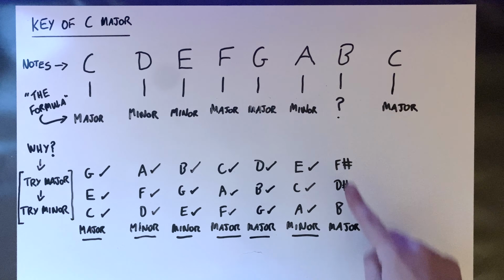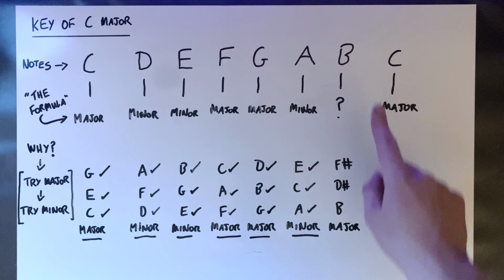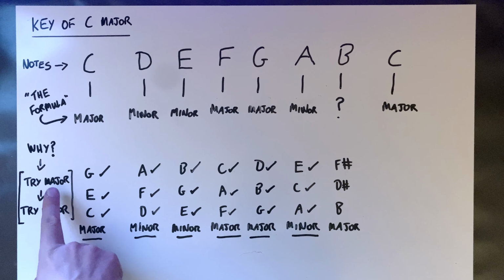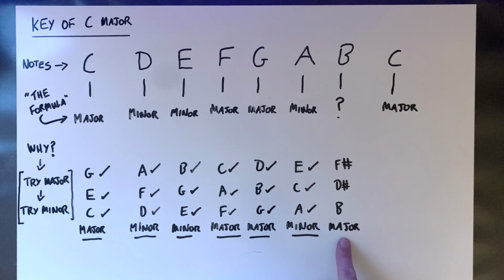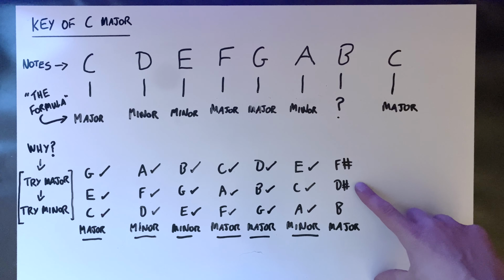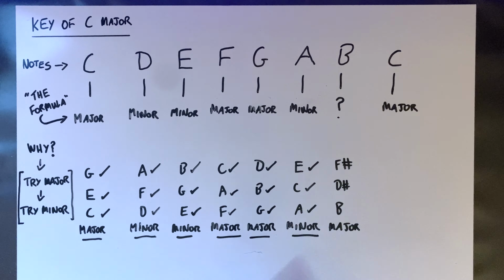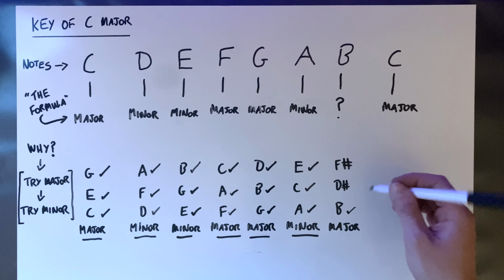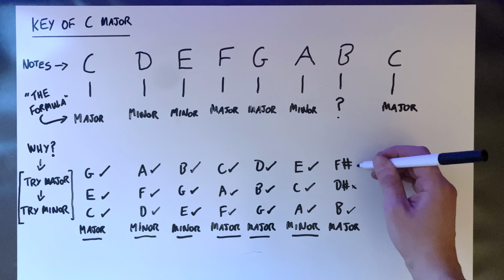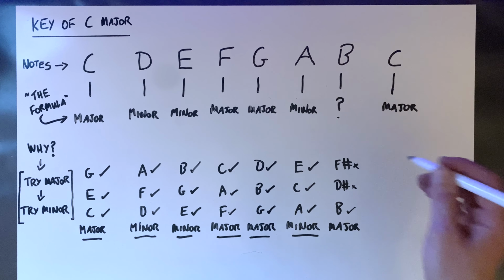So looking at B, this is where things get a little bit more interesting. So let's start with our very simple process. Let's try B major to start with. So looking at the three notes of the triad for B major, we've got B, D sharp and F sharp. So is B in the C major scale? Yes it is. D sharp? No it's not. F sharp? No it's not. So let's try the minor.